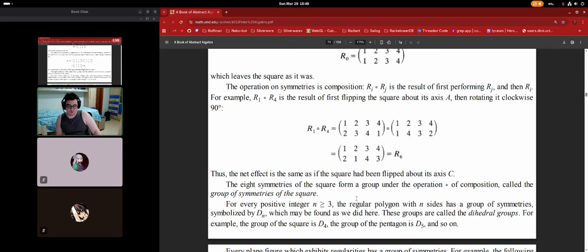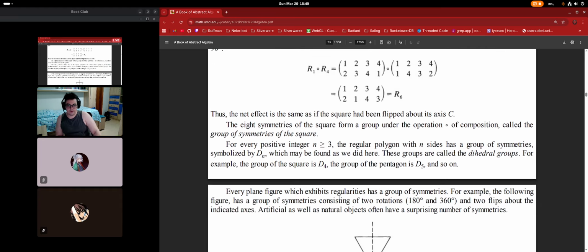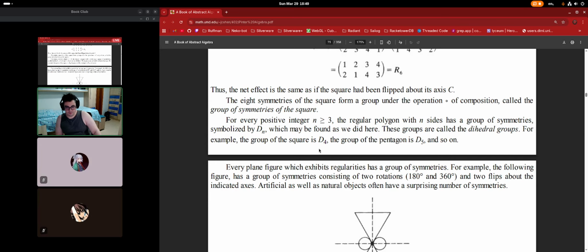The 8 symmetries of the square form a group under the operation of composition called the group of symmetries of the square. For every positive integer n above 3, because you need at least 3 points to make a triangle, that's kind of the reason, the regular polygon with n sides has a group of symmetries symbolized by Dn, which may be found as we did here. These groups are called the dihedral groups. I don't know if that's how you call that. For example, the group of the square is D4 and the group of the pentagon is D5 and so on.